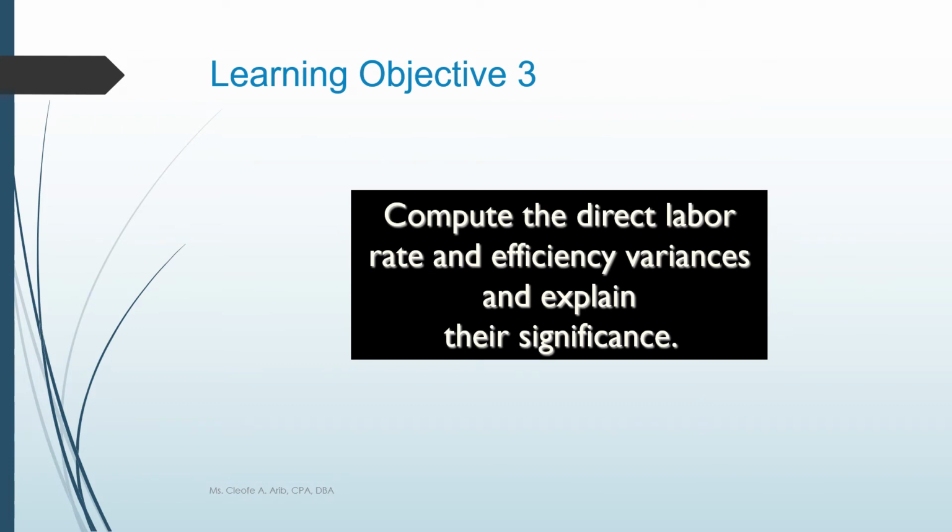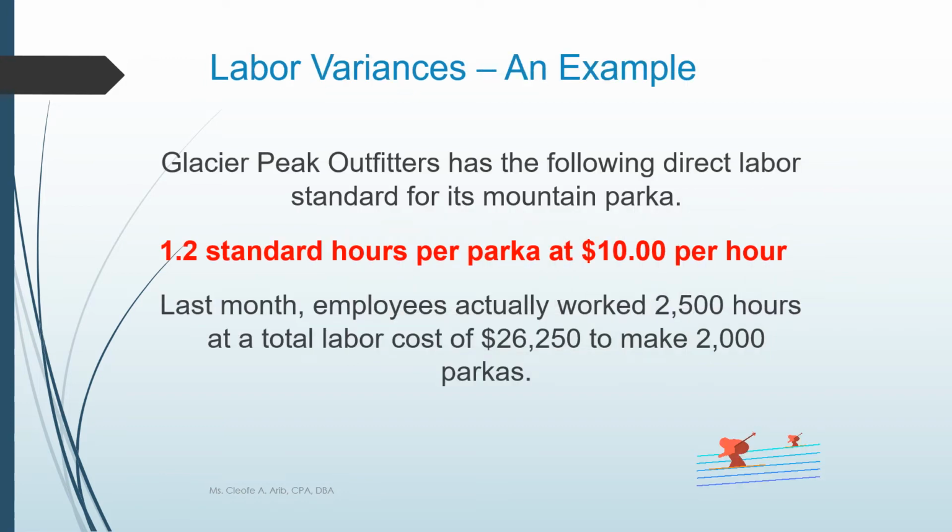Now, we are done computing and understanding materials variances. So let's have learning objective 3, and that is to compute the direct labor rate and efficiency variances and explain their significance. So just like your material variances, for labor variances, let's have also an example. So for Glacier Peak Outfitters, ito yung kanyang standard for direct labor, the standard niya for labor hours and labor rate.